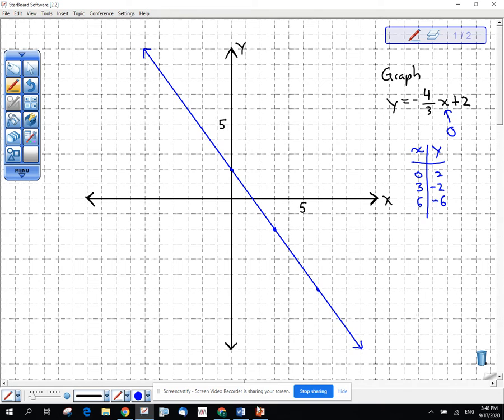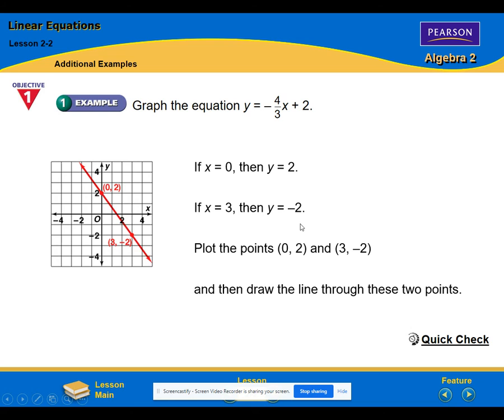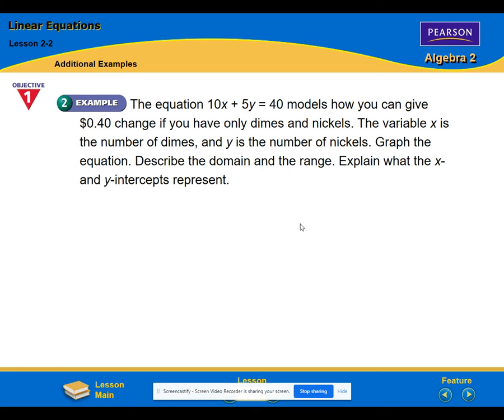Now, this is the same one we just did. There's what they did. How about this example? The equation 10x plus 5y equals 40 models how you can give 40 cents change if you have only dimes and nickels. The variable x is the number of dimes and y is the number of nickels. Graph the equation, describe the domain and range, explain what the x and y intercepts represent. Okay, that's a whole lot.